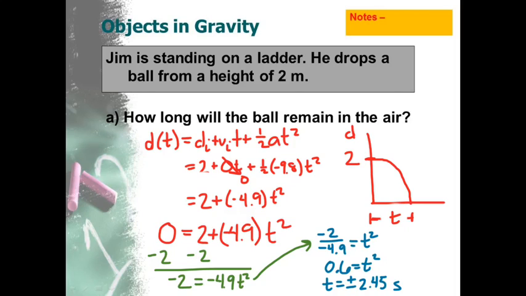Now in algebra, you know that when you have a quadratic equation, you're going to have 2 solutions. We have 2 solutions here, but in physics, one of these solutions makes absolutely no sense to us. The negative time is the one that doesn't make sense because it doesn't make sense for the ball to hit the ground before Jim drops it. So we need to take the positive value. And so the time that it takes for the ball to remain in the air is 2.45 seconds. Good.